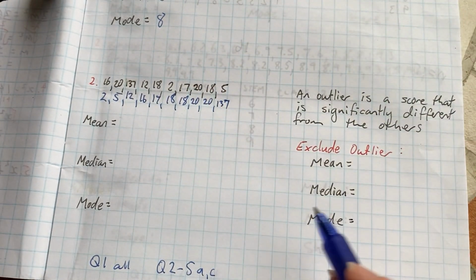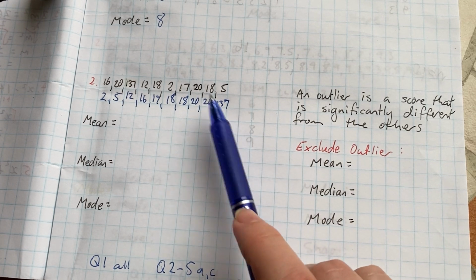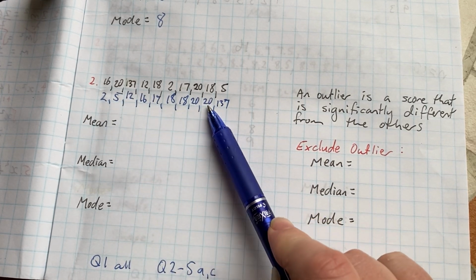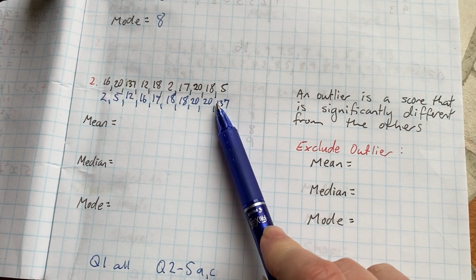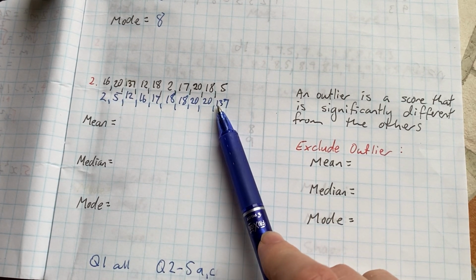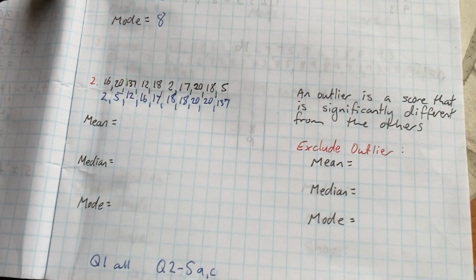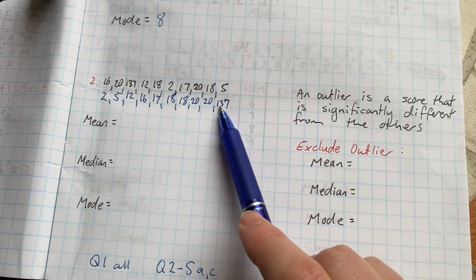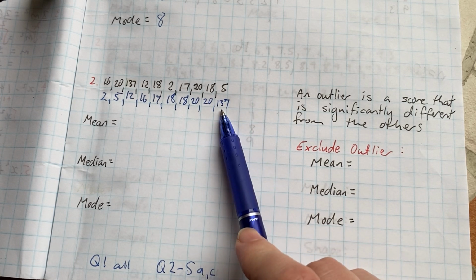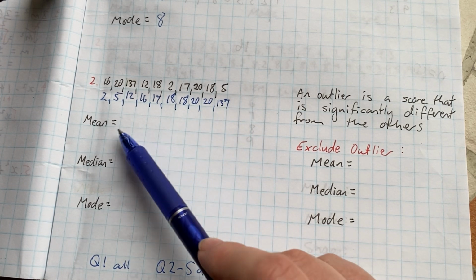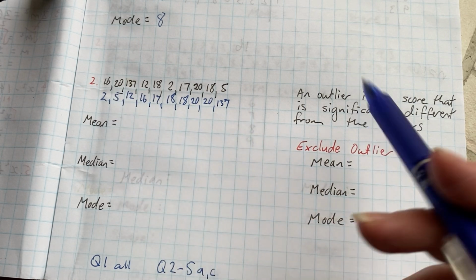Now, that number 137, it is significantly different from these others. It's massively different from the others. And that number, we call that an outlier, one that's different from the others. It's actually quite possible that that was a typo. Perhaps the number was actually meant to be 37, but we don't know that. So anyway, let's find the mean, median and mode of all these numbers.